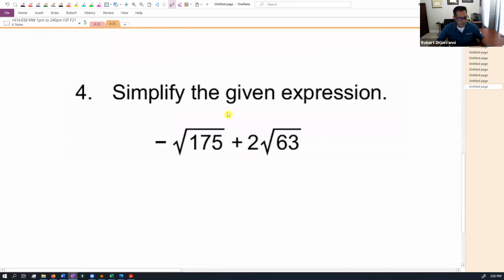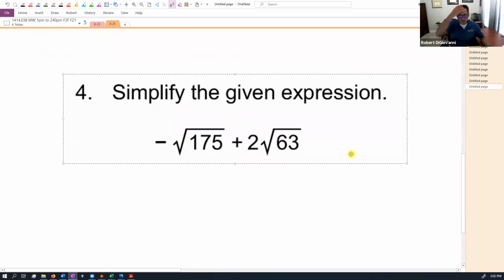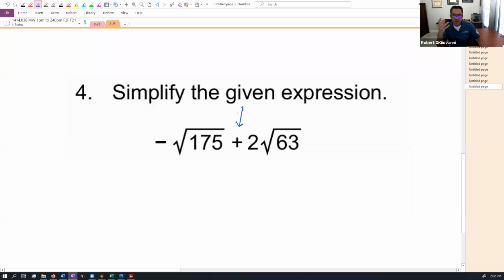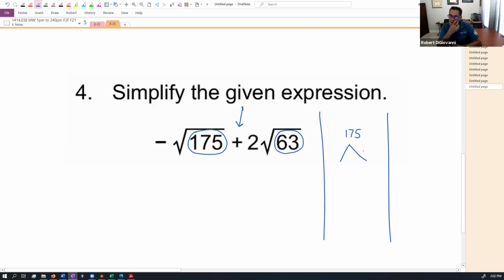Okay, next one, simplify. So this kind of goes back to the question that I think Josiah Reynolds asked. And, you know, can you put these 2 roots together if you have addition between them like this? And the answer generally is no, unless what's underneath the roots is exactly the same. So to try and do this problem, I'm going to see if I can break down 175, and I'm going to see if I can break down 63. So let's try the 175. Is 175 some perfect square times something, or no? I'm trying to do what we call the prime factorization.